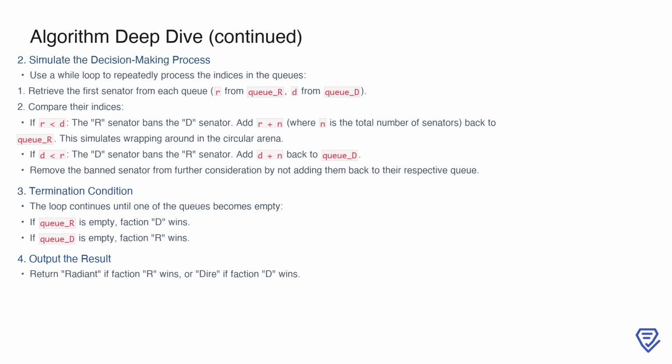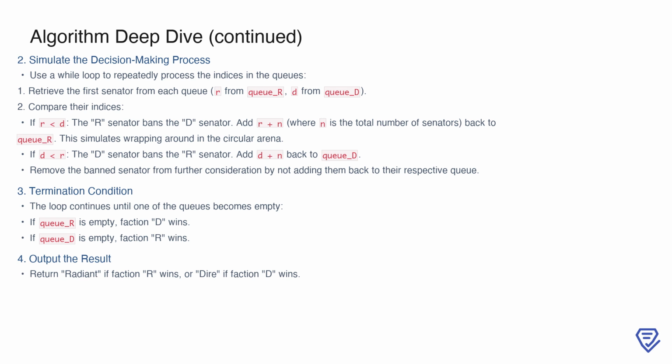The simulation begins by repeatedly processing the indices in the two queues. In each iteration, we retrieve the first senator from each queue, R from Q_R and D from Q_D. We then compare their indices to determine which senator acts first. If R is less than D, it means the radiant senator bans the dire senator. To ensure the radiant senator can participate in the next round, we add their updated index, R+n, back to Q_R, where n is the total number of senators. Similarly, if D is less than R, the dire senator bans the radiant senator, and their updated index, D+n, is added back to Q_D.